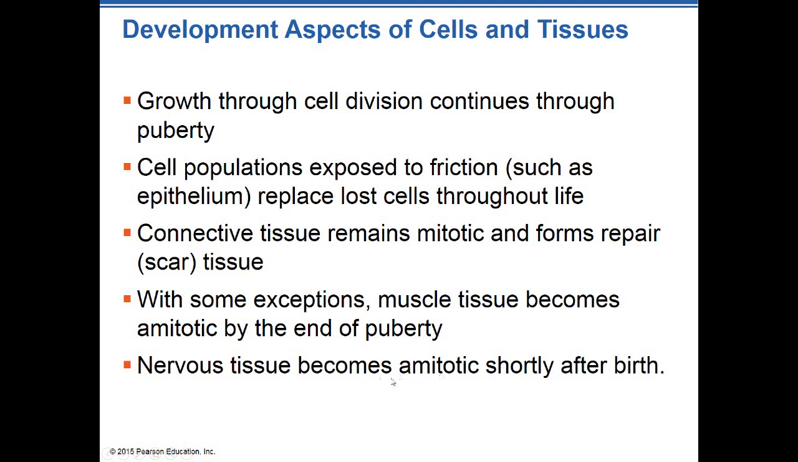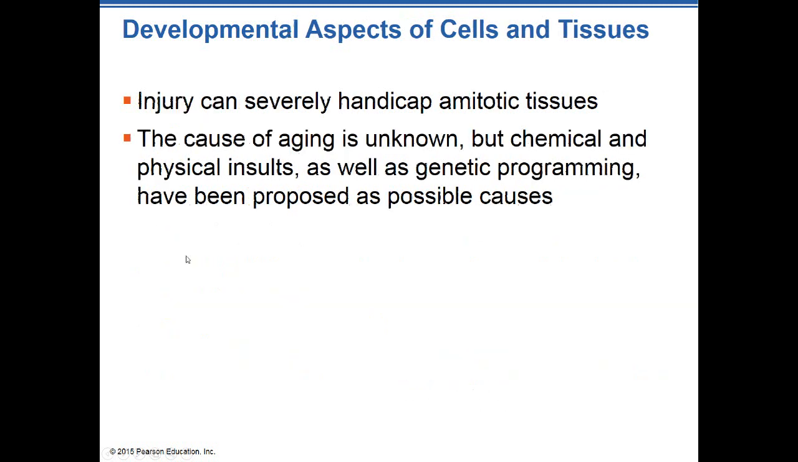But fortunately, we can function pretty well with a fraction of the neurons that we're born with. So it's not something that's devastating until you get to really old age, and if you develop something like Alzheimer's, which can be pretty nasty. All right, but amitotic tissues like your neurons and your muscle cells can be really handicapped by injury because they don't have the ability to divide. So that's kind of a good take-home point.